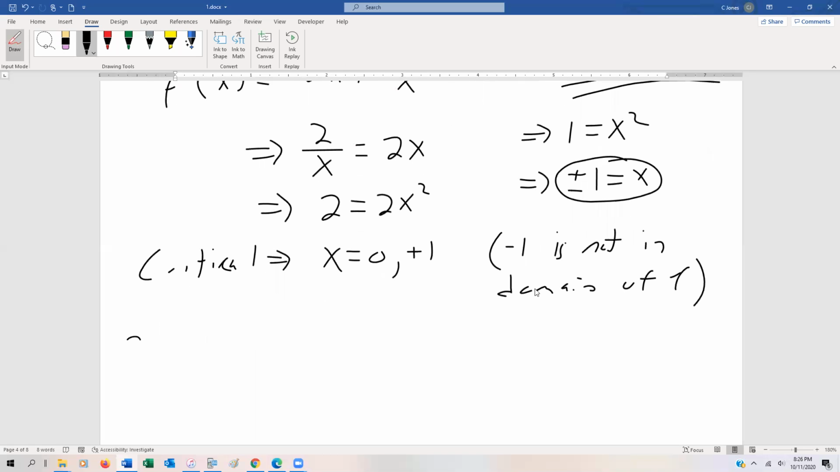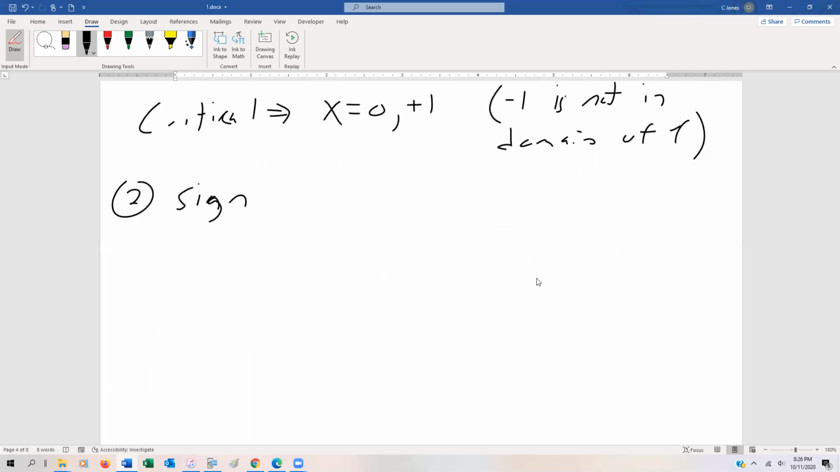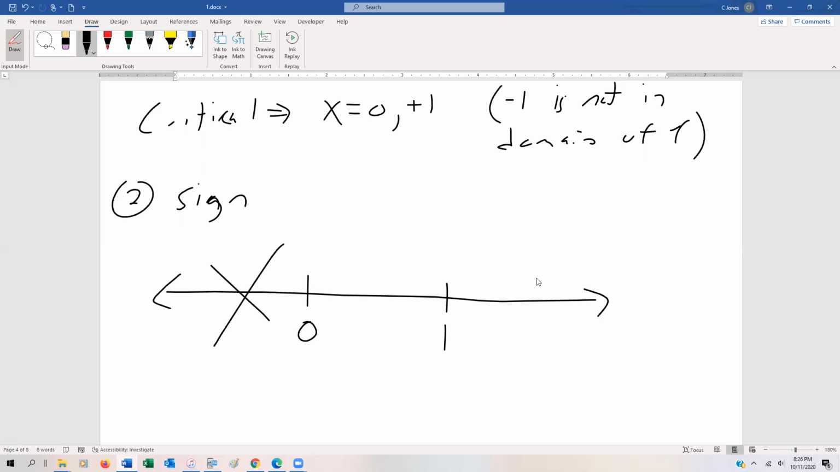Second thing we're going to do, we're going to make a sign chart. And this time, when we make the sign chart, we have our two critical values. Remember, we have 0 as one of our critical values and 1. And we don't have to worry about anything to the left of 0, because remember, the domain of f is such that x is bigger than 0. Realistically, we have an open circle at 0 anyway, because the natural log of 0 does not exist.